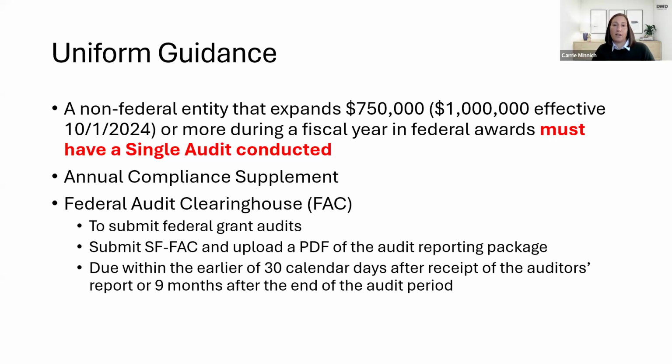So if you get government funds, and this is specifically federal funds, however, you need to be careful because sometimes federal funds flow through down to a city or a state or another nonprofit and then to your organization. So we're looking at the initial source of funds. If the initial source came from the federal government and you expended more than $750,000 or $1 million going forward, then you will require a single audit.